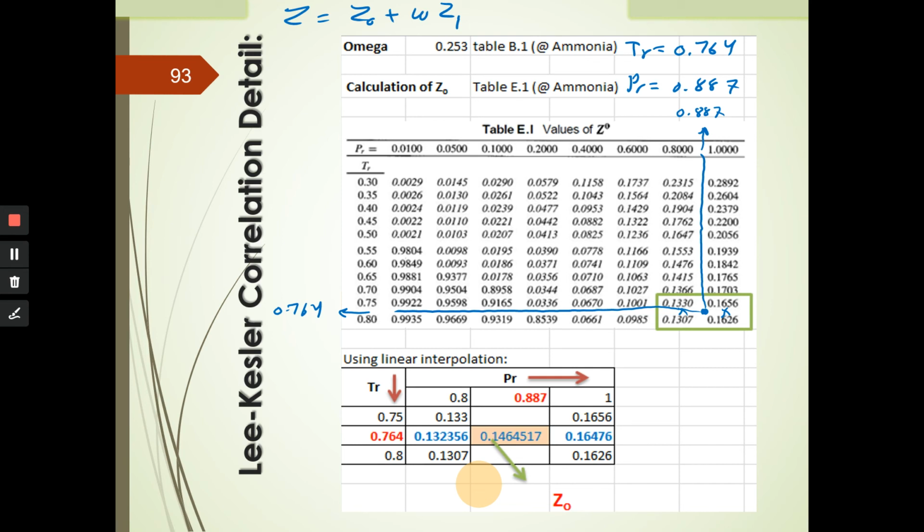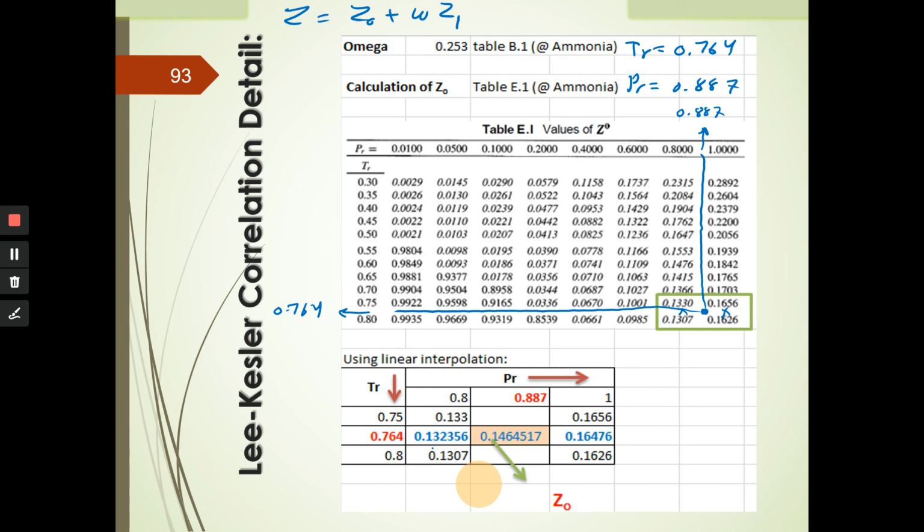In other words, you have y0, y1, y2, and you need to find the y in the middle, where x1, x2, and x is 0.764 here. Using the equation of Cheng-Triple-1, I was able to get this y. But this only shows me the value here, 0.1323. I have to repeat the same procedure once again on the right side to get 0.1647.